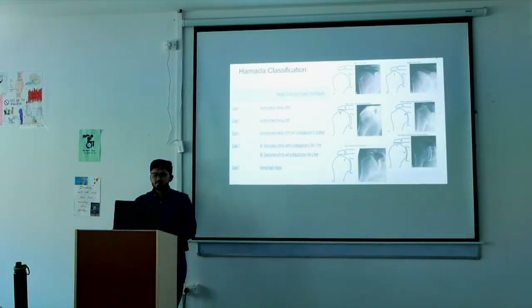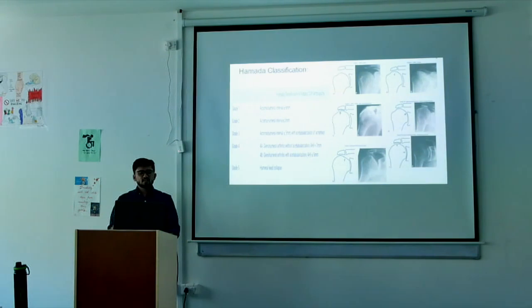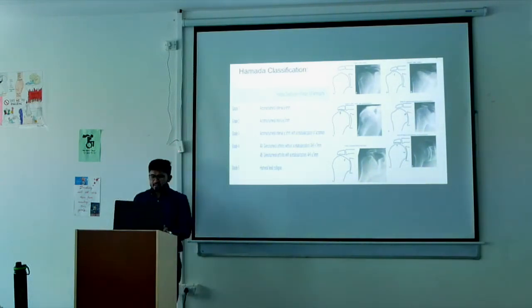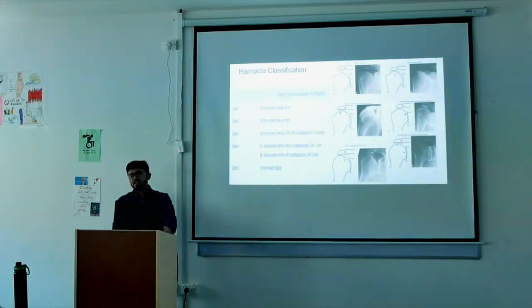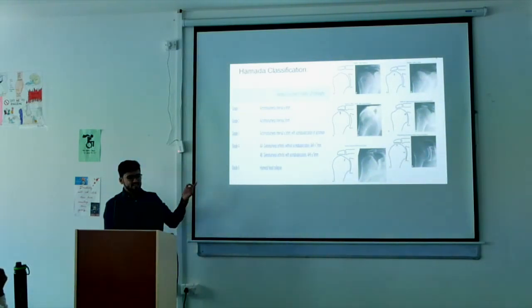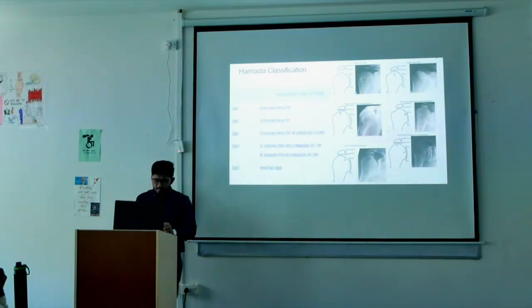There is another classification, the Hamada classification, which is used for rotator cuff arthropathy. In this, we have 5 grades. In grade 1, a line diagram is shown just adjacent to the X-ray. Looking at the line diagram, we first see the acromiohumeral interval. In grade 1, it is more than 6 millimeter. Looking at the right one, in grade 2, the acromiohumeral interval is less than 5 millimeter. In grade 3, the acromiohumeral interval is less than 5 mm, but there is acetabularization of the acromion as well.